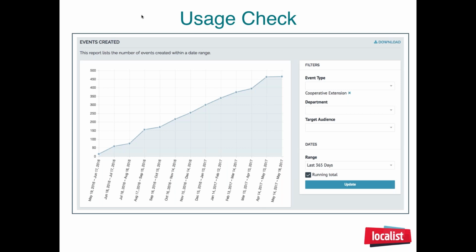So remember, monitoring admin and submitter activity can be done right in your Localist dashboard. Your metrics reports can be used to see how many times and how often a filter has been assigned to an event. If you look at this example from one of our customers, you can see that their cooperative extension filter has been used extensively throughout the year, and when it was all said and done, they had over 450 events in that filter. So it's definitely much used.